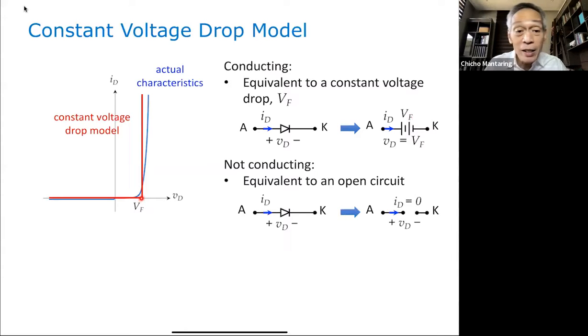So the not conducting region will be from this point to the left. From this point to the left, it is not conducting, and it is equivalent to an open circuit.